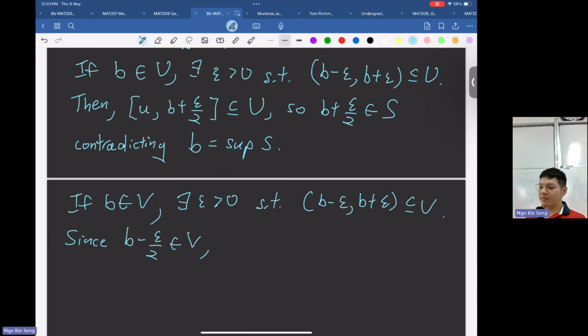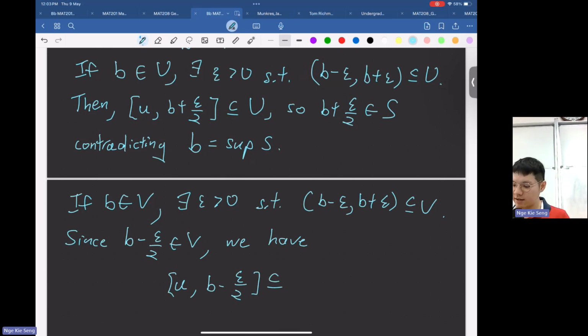Okay, so B minus epsilon over 2 is in V. Anyone disagree? No, right? Because this is a bit further from B minus epsilon already, right? And then what we have? Actually, you can consider the whole thing from U to B minus epsilon. This thing cannot lie in U anymore, because B minus epsilon over 2 is in V already.